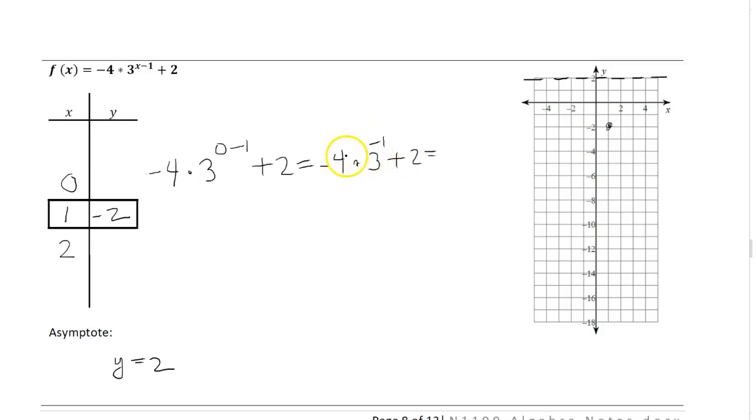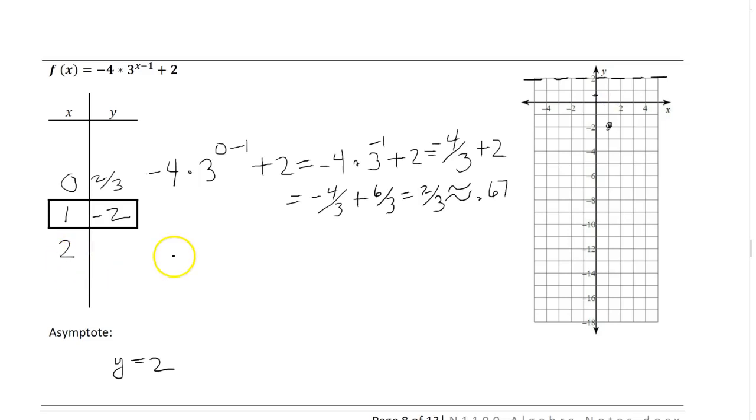This is negative 4 times 1/3, or negative 4/3 plus 2, which can be converted to negative 4/3 plus 6/3, which equals 2/3, or approximately 0.67. Graph the point (0, 2/3). Now try the number 2.